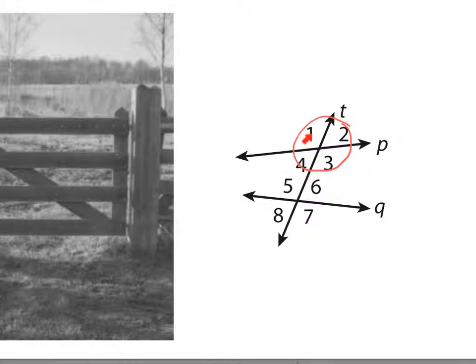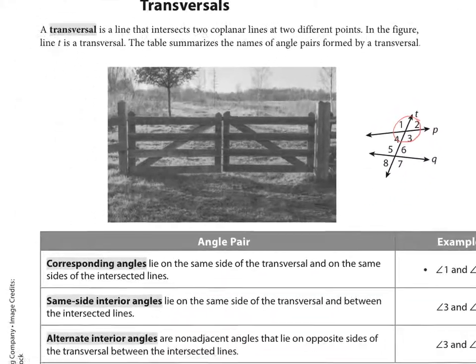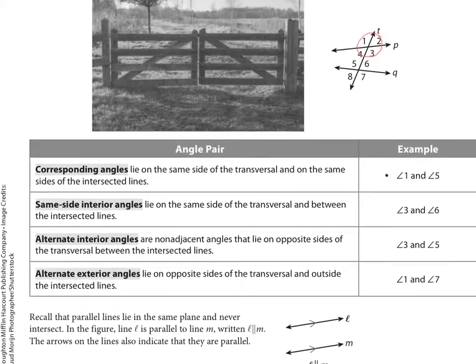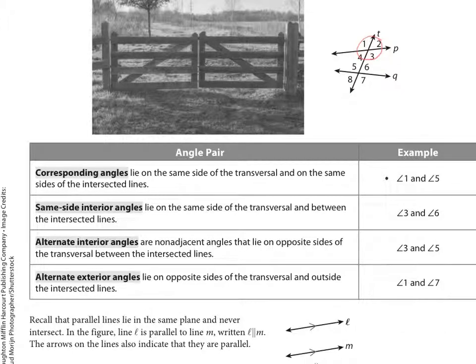Now, if I took angle 1 related to angle 3, those would be the same exact measure, and those are called vertical angles when they're across from each other like that. Angle 2 and angle 4 are also across from each other. Now let's take a look at the angle relationships you're going to learn about in this lesson. There's four of them. So we have corresponding angles, and over here on the right side is an example of a pair of corresponding angles. Then we have same side interior angles, alternate interior angles, and alternate exterior angles.